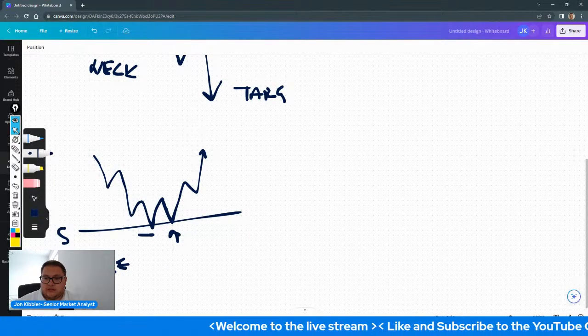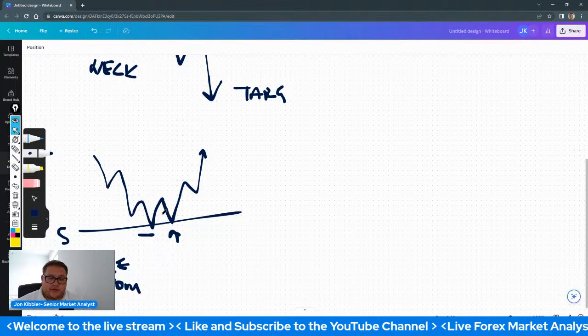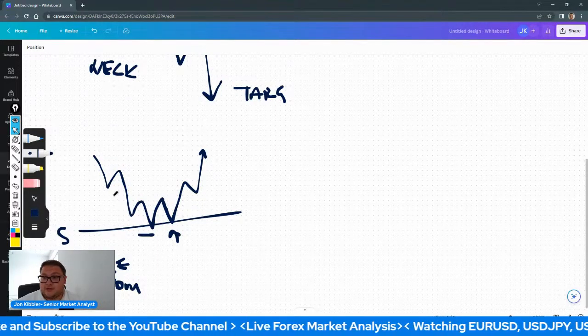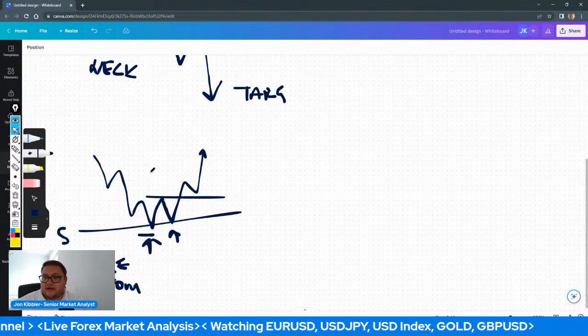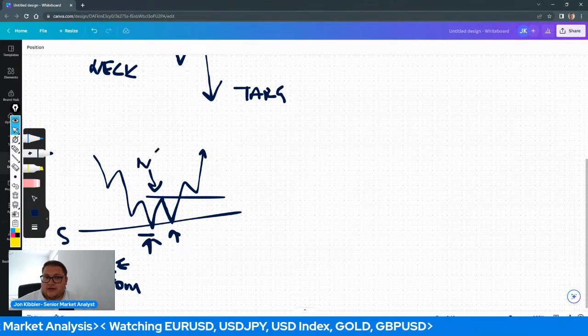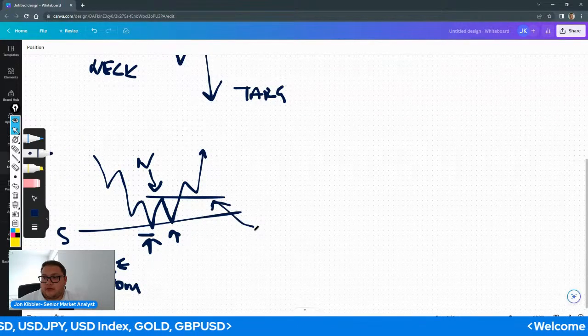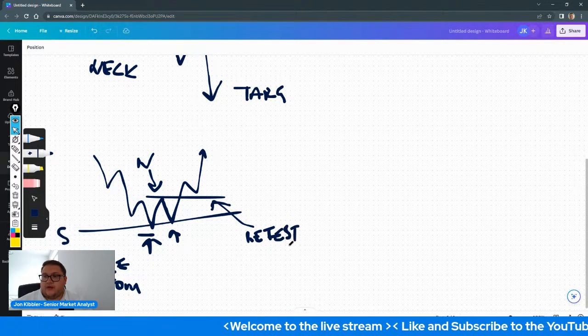Okay, so this is the double bottom. Sorry guys, if I speak too fast, just let me know, because I can rattle on sometimes. But yeah, you've got a similar thing here. You've got the neckline through there as well, and then you've got the retest. Very similar thing, but just the opposite way round.